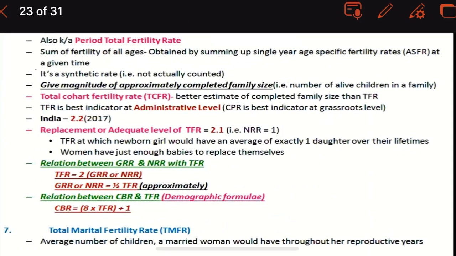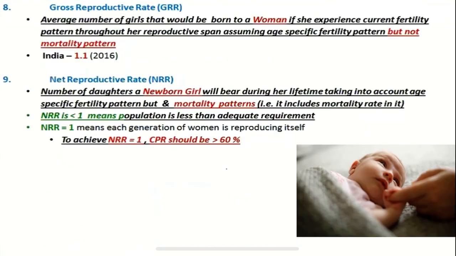Now moving on to the gross reproductive rate and net reproductive rate. There is a major difference between the gross reproductive rate and the net reproductive rate. The gross reproductive rate is the average number of girls that would be born to a woman if she experiences the current fertility pattern throughout her reproductive span, assuming age-specific fertility pattern but not the mortality pattern.